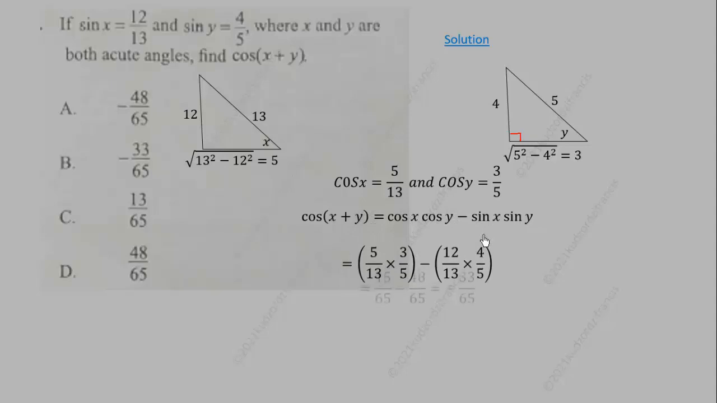Then when we simplify, we get 15/65 minus 48/65, which gives us -33/65.